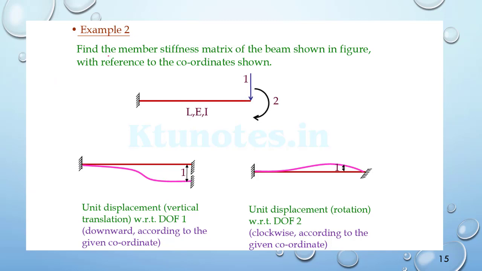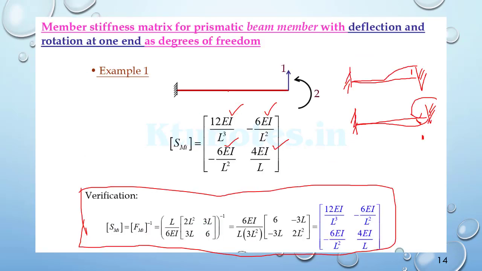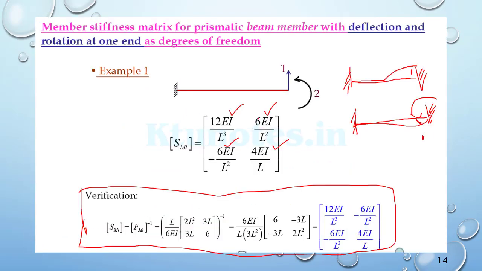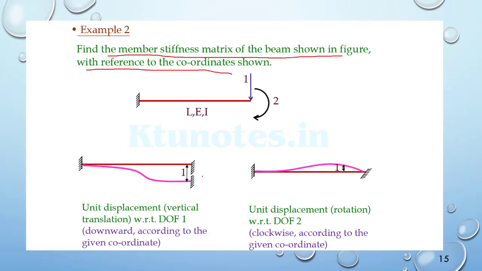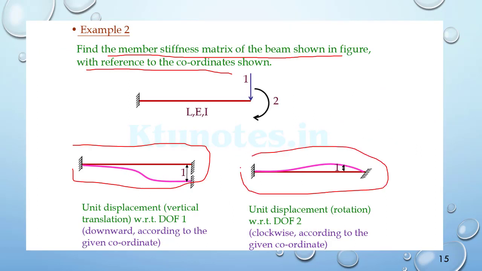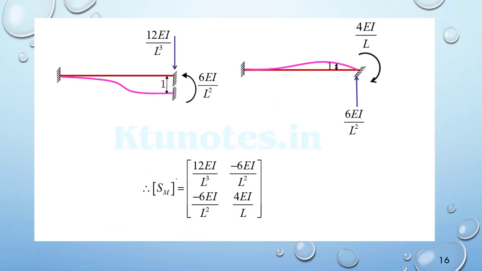Example 2: find the member stiffness matrix of the beam shown in the figure with reference to the coordinates shown. Compared to the previous one, where 1 was upward and 2 was anticlockwise, here 1 is downward and the moment is also clockwise. So you should apply it like this. The only thing is that there will be a change of sign, and the matrix will also change accordingly.